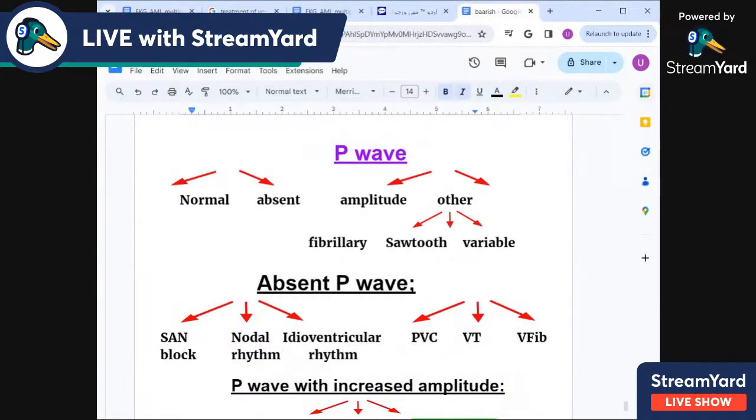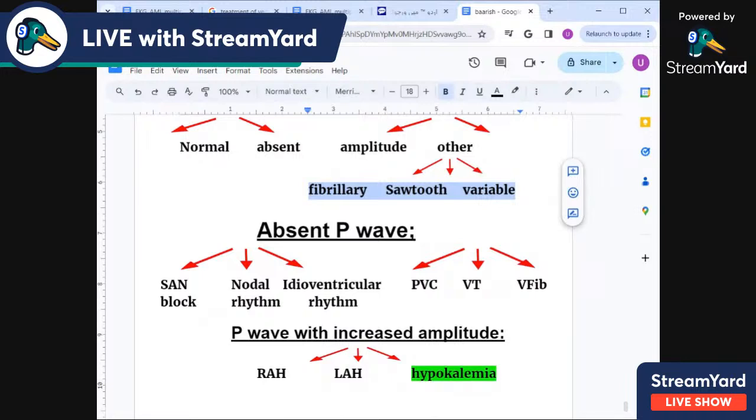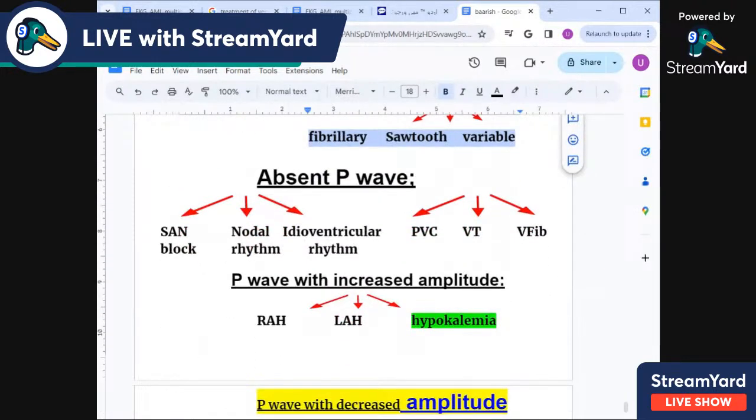So in this we'll do the P wave: normal P wave, absent P wave, amplitude increase or decrease in P wave amplitude, and in the other P waves we will do the fibrillary P waves, sawtooth and variable. The variable includes the premature atrial contractions and multifocal atrial tachycardia. So after doing the normal P wave, we'll do the absent P wave.